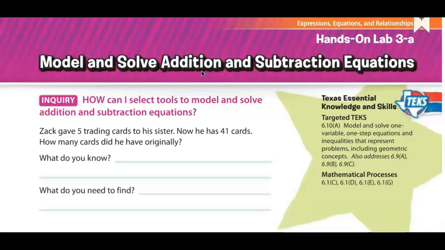Zach gave 5 trading cards to his sister. Now he has 41 cards. How many cards did he have originally? Okay, the first question I need you to answer is, what do you know? So please go ahead and write that down in your book. The second question I want you to answer is, what do you need to find? Go ahead and answer that, please. Write that down in your book.